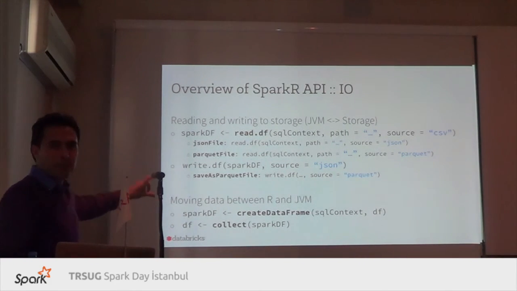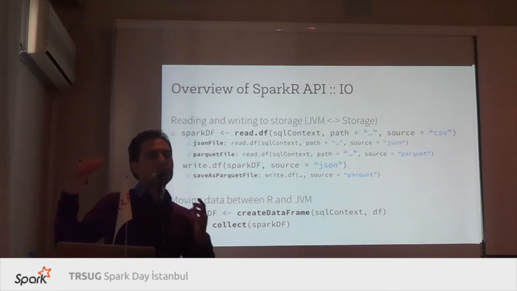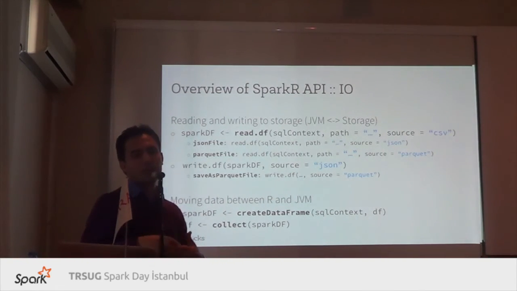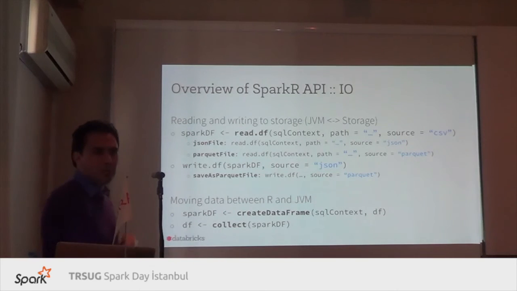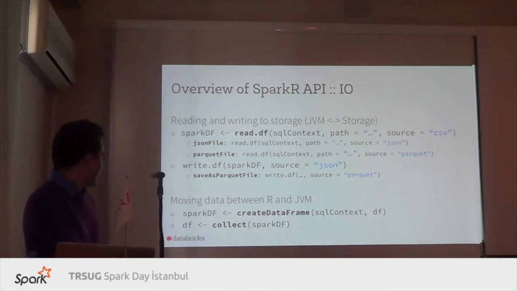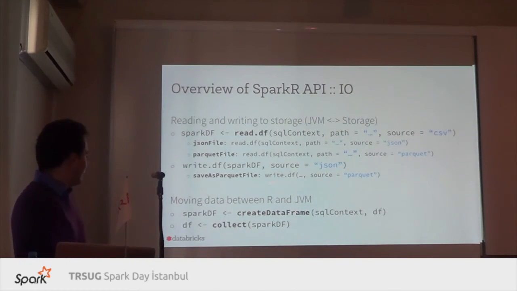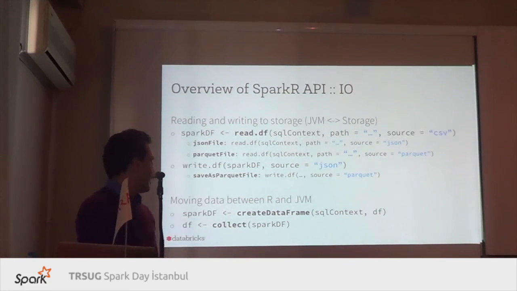So the readdf and writedf basically allow you to read data from distributed storage to your workers or write it from workers to distributed storage. It does not bring data to the R process. To do that, to communicate between the R process and JVM, you use collect and create data frame. Create data frame takes a SQL context and a local data frame. This is an R data frame. It is not a distributed data. And then it returns a Spark data frame, which is distributed.